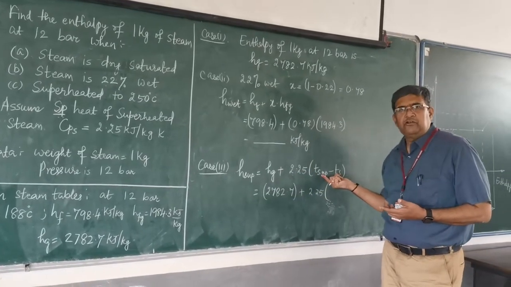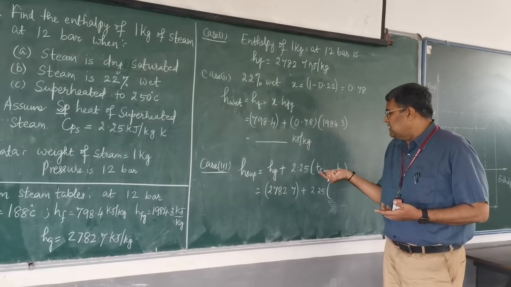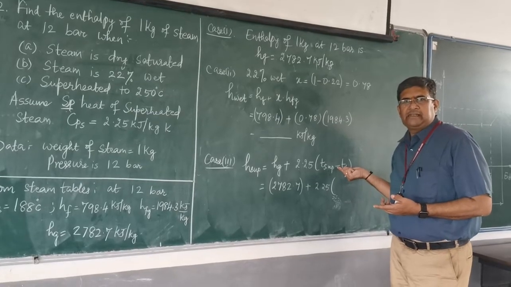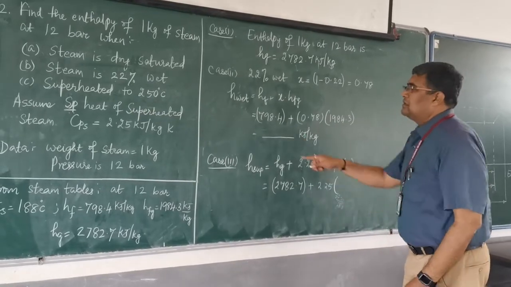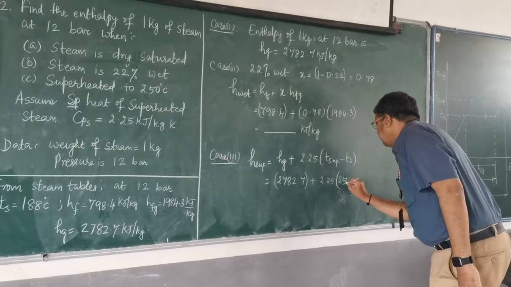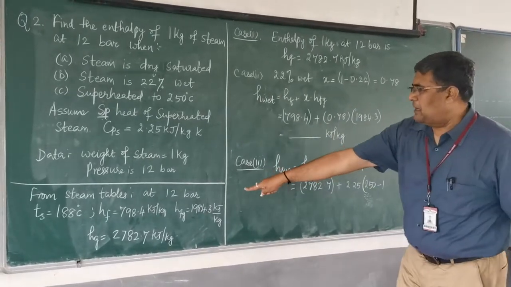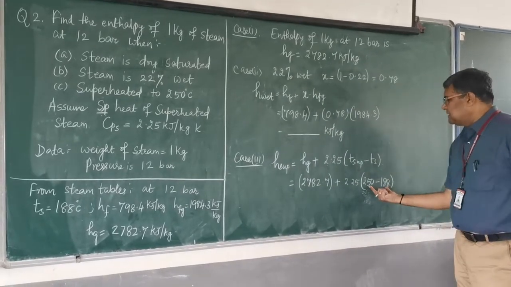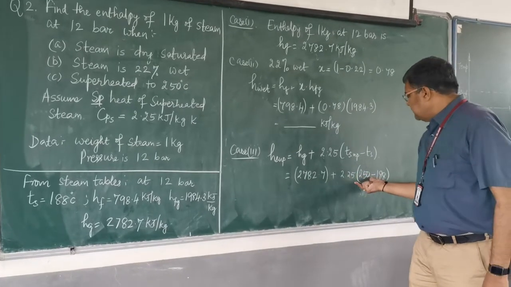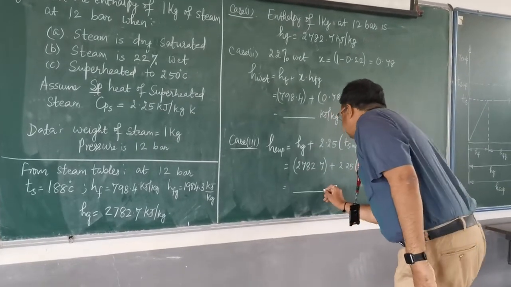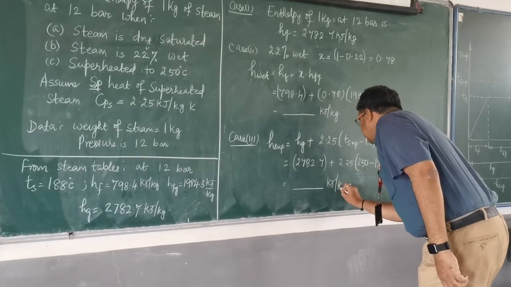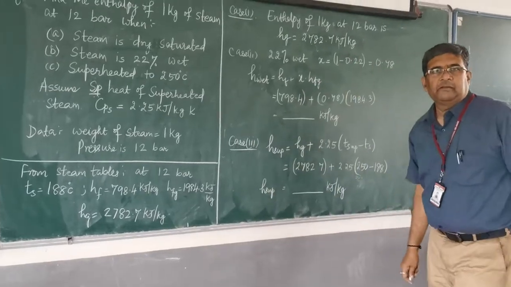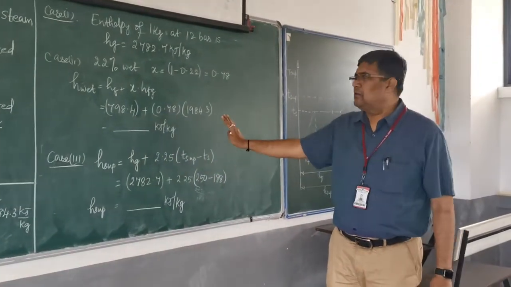This also has to be converted into Kelvin, no doubt. But if I am going to add 273 to this and 273 to this also, finally there is a negation sign here, so it gets cancelled. So we'll just take it as the difference. So the temperature is given as 250 minus, at 12 bar the saturation temperature is 188. So first subtract this, multiply by 2.25, and whatever value you get, add to this, so you will get some value. So this is again kilojoules per kg. So this will be the enthalpy of superheated steam. Okay. So it is very simple substitution and calculation.